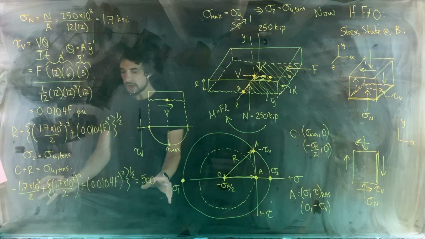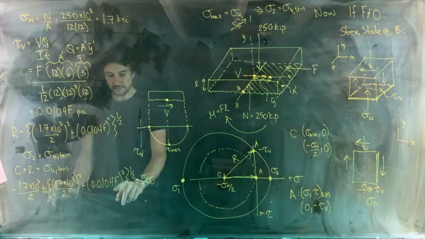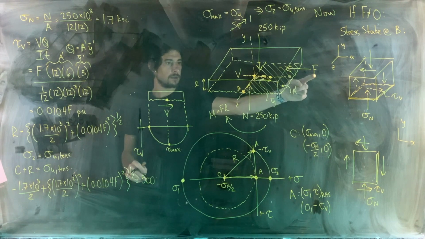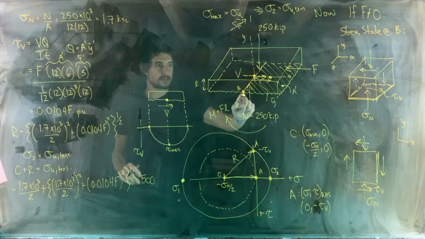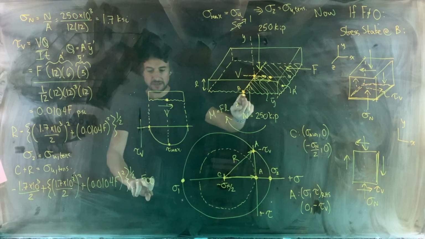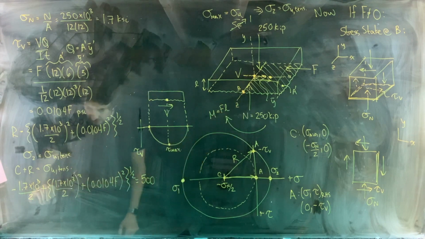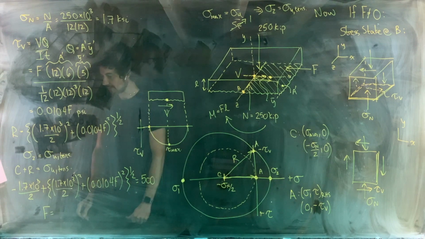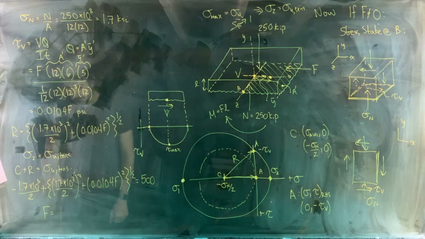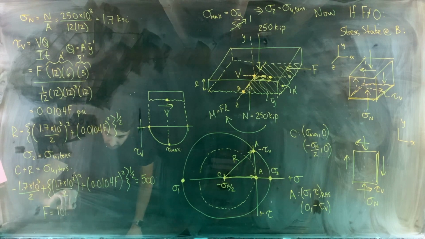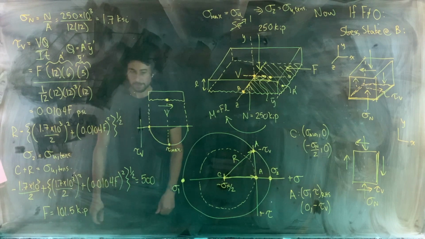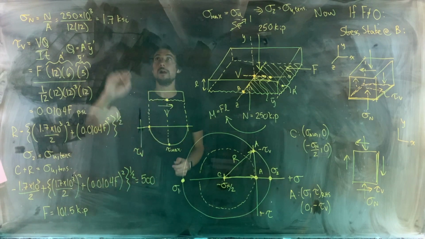Okay. So now we have an equation where the only thing left to solve is F, and that is going to be the maximum F that can be applied before the tensile stress at point B reaches 500 psi. Okay. So doing that calculation gives us F equal to 101.5 kip. Okay, 101.5 kip.